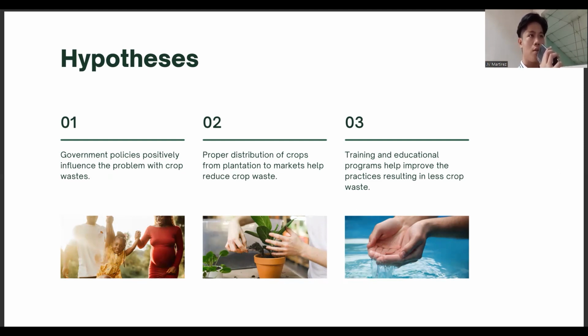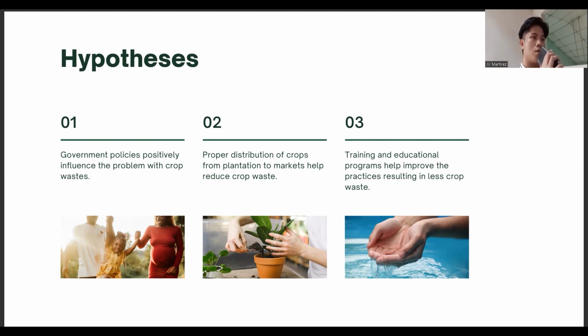Second hypothesis. Proper distribution of crops from plantation to markets helps reduce crop waste. This means that the way the crops are moved or delivered from farms to the buyers can help avoid or lessen the loss or damage of crops. For example, if the crops are transported quickly, safely, and efficiently using good roads, vehicles, or storage facilities, then the problem of crop waste might be reduced.